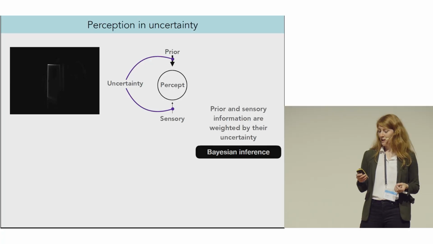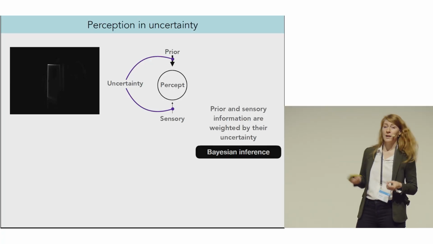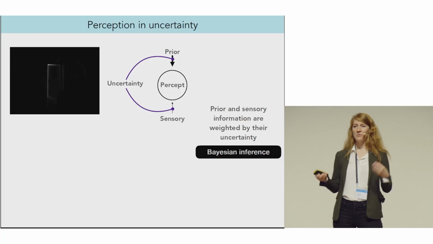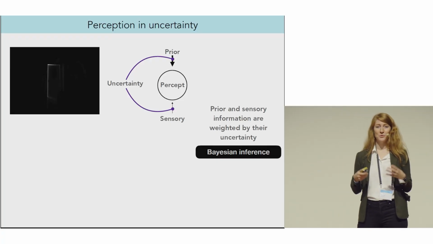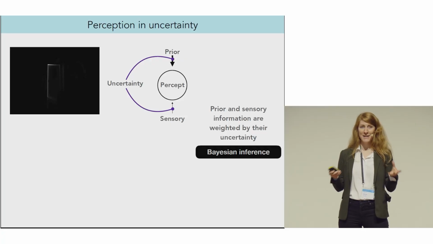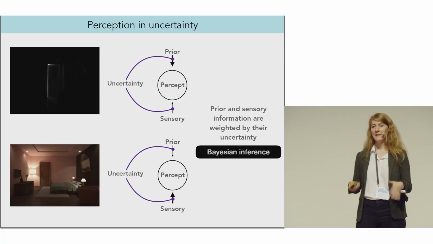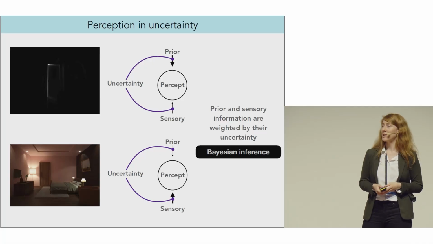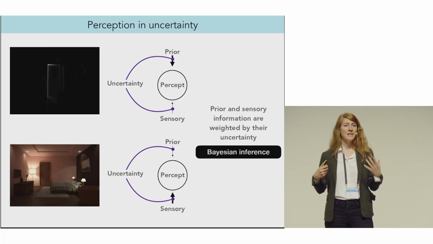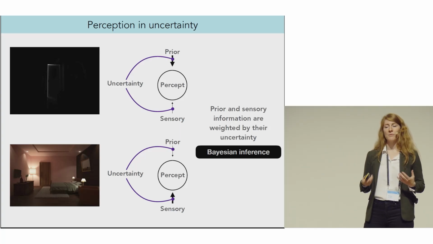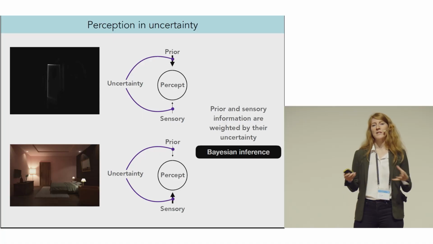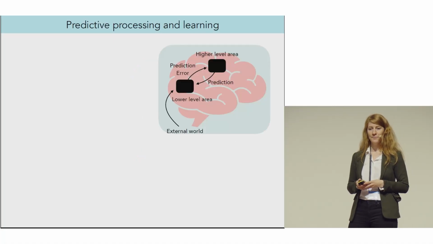So in the dark room, you would like to weight your prior more than your sensory information. However, if you just arrived here in your hotel room and you don't know the room very well, then also your prior is very uncertain. And then the best you can do is switch on the light to increase the reliability of your sensory information, so you rely more on the sensory information than on the prior. So this is the Bayes optimal integration of prior and sensory information, and it has been shown in behavioral studies that humans are kind of Bayes optimal in these perceptual tasks.